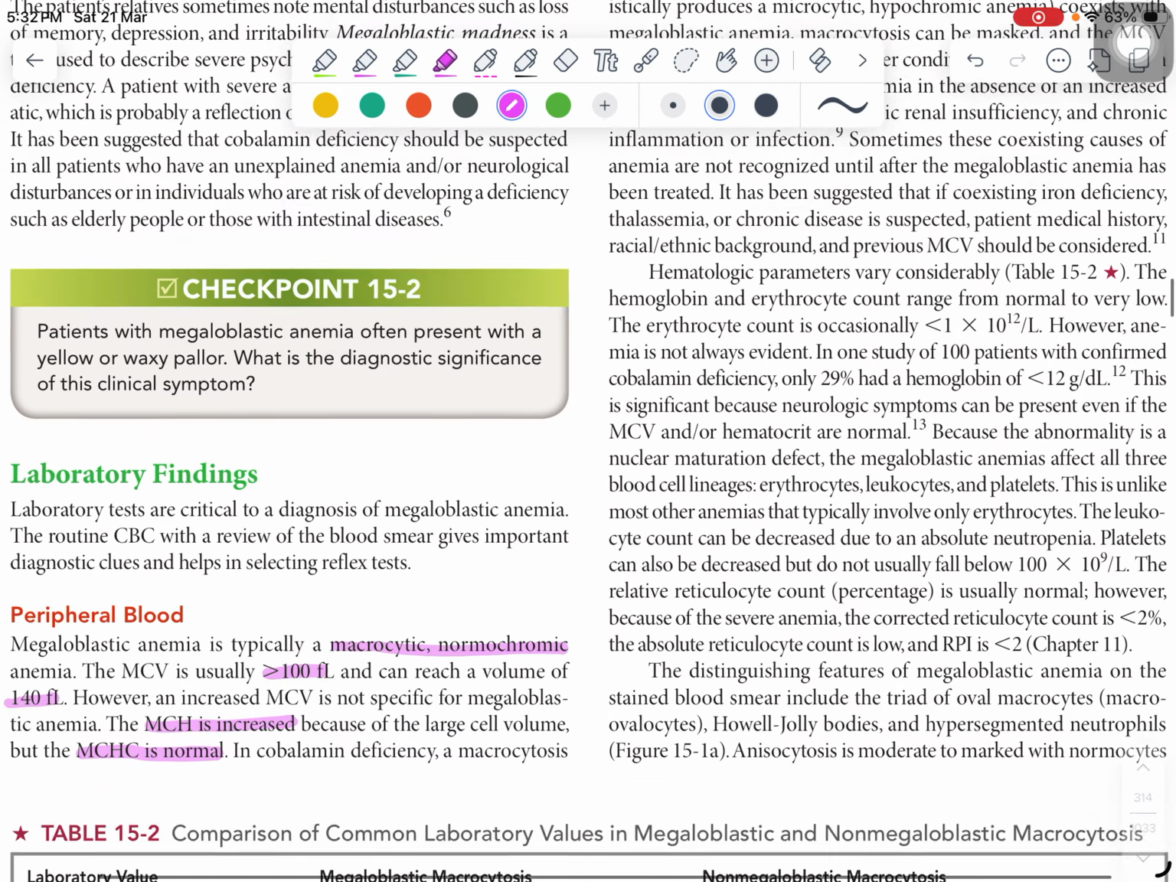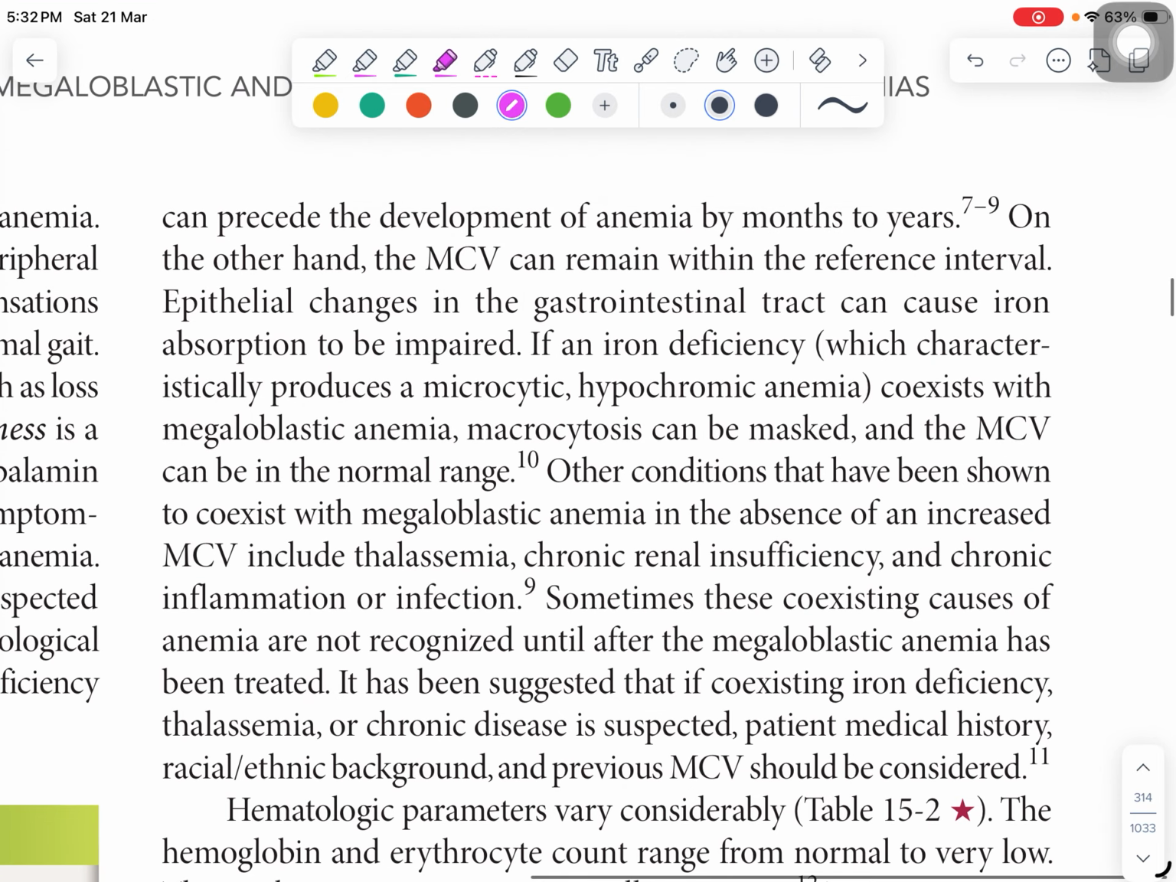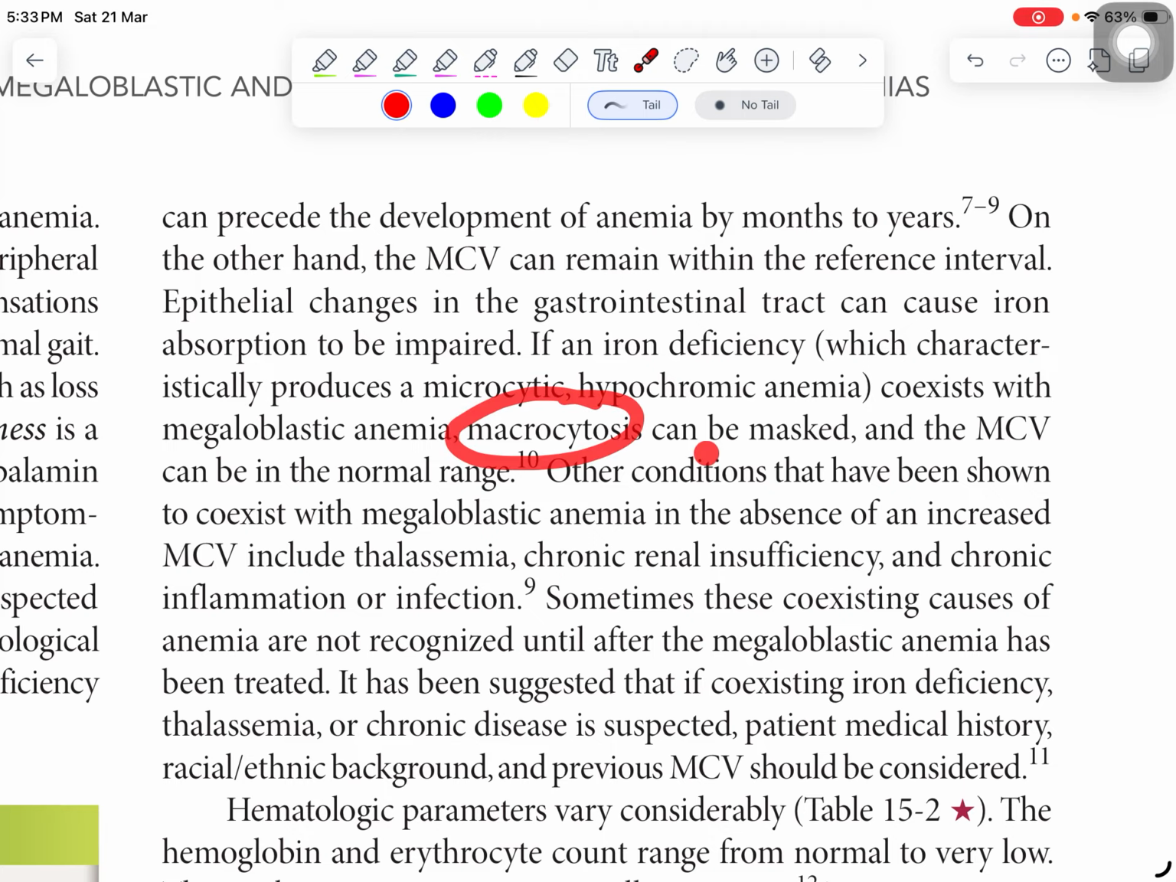In cobalamin deficiency, macrocytosis can precede the development of anemia by months to years. On the other hand, MCV can remain within the reference interval. Epithelial changes in the gastrointestinal tract can cause iron absorption to be impaired. If an iron deficiency, which characteristically produces a microcytic hypochromic anemia, coexists with megaloblastic anemia, macrocytosis can be masked and the MCV can be normal.